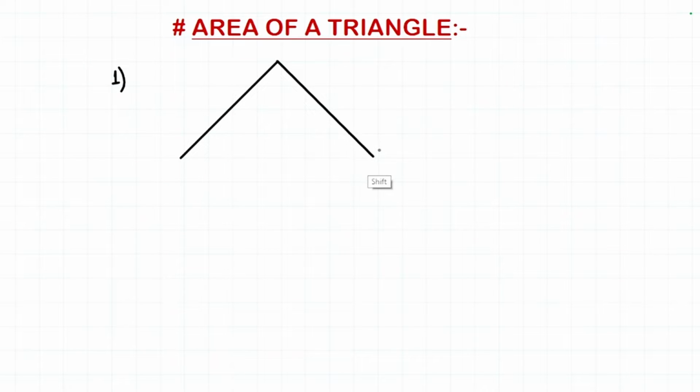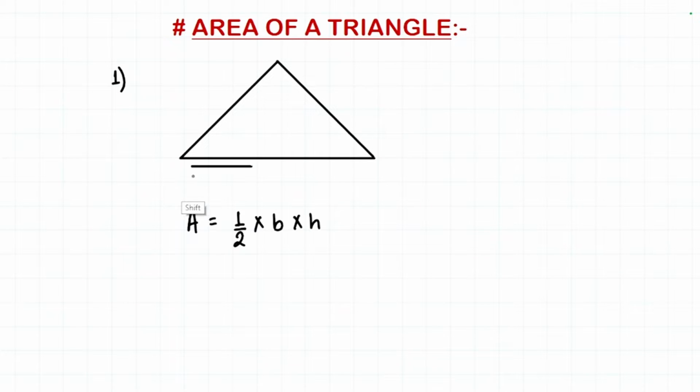First, let's say we have a triangle like this. Then the most common formula to find the area of a triangle is 1 by 2 times base into height. Now the question is, which one is the base and which one is the height? We can consider any of these 3 sides of the triangle as our base. For instance, let's say this side is our base.